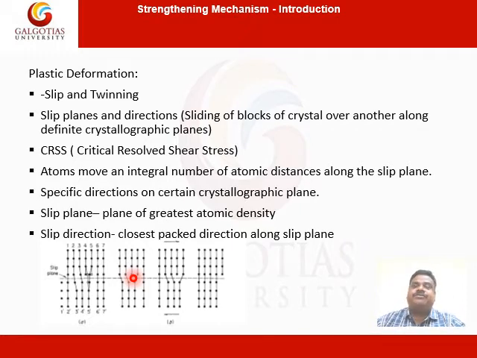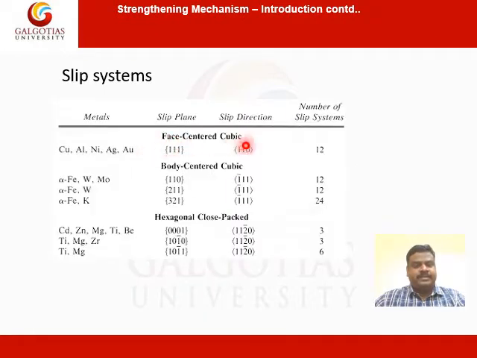So we have, for FCC, for BCC and HCP, specific slip systems along which the slip takes place. We can see here from this slide, in case of face-centered cubic metals like copper, aluminum, nickel, gold and silver, the slip plane is {111} and the slip direction is <110>. We have 12 slip systems.